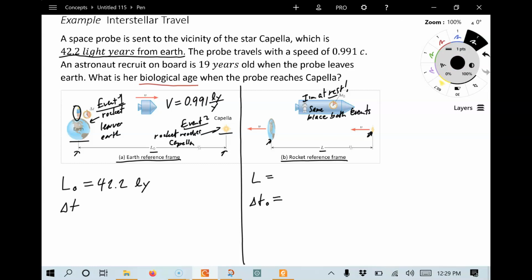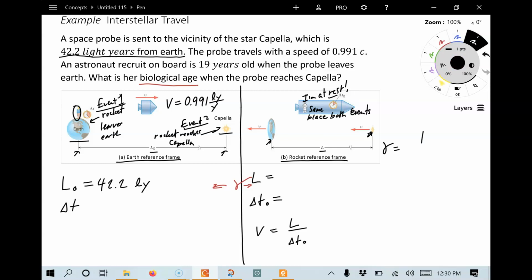There's a couple ways to do this problem. I could use the equation speed is equal to distance, L, divided by time, delta t0. And we need to know what V and L are. So one way to do that is to use a gamma factor and to convert between these two. So let's try that way of doing it real quick here. So let me compute gamma in this problem.